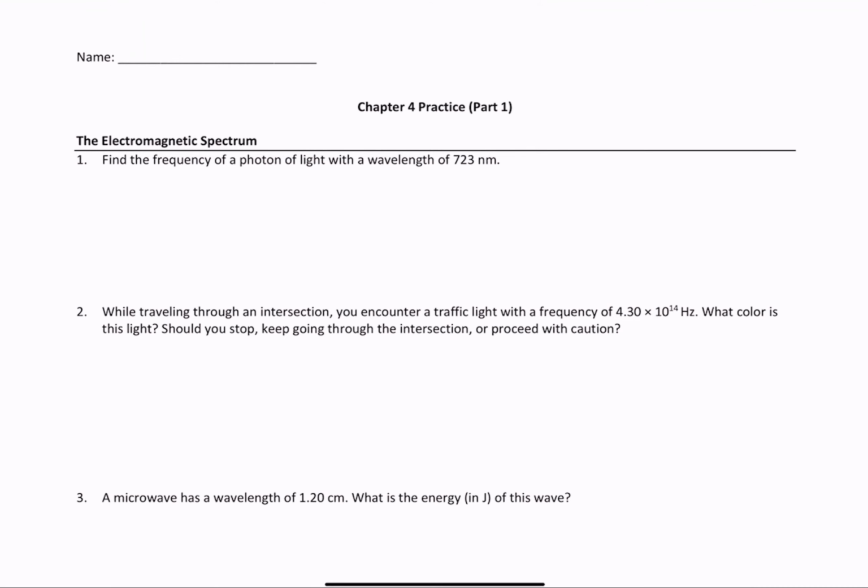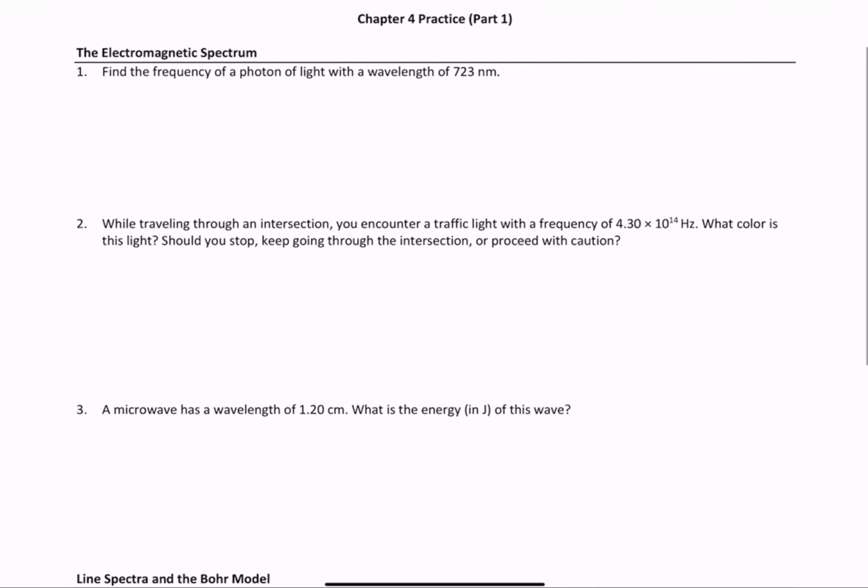Okay, so now let's go over the chapter 4 worksheet together, part 1. First part is in regard to the electromagnetic spectrum. Question 1, find the frequency of a photon of light with a wavelength of 723 nanometer.